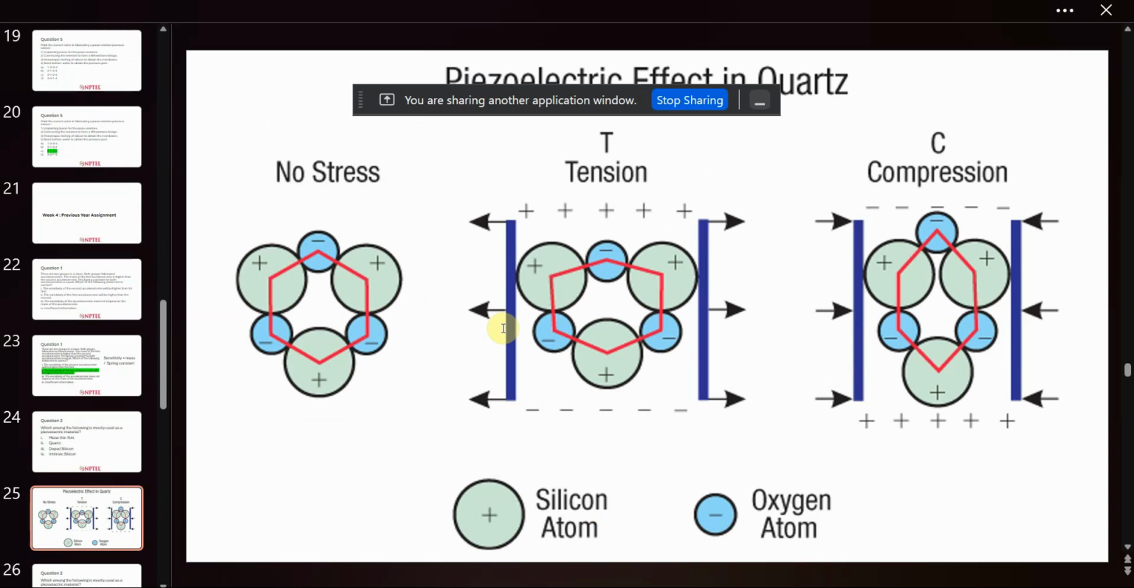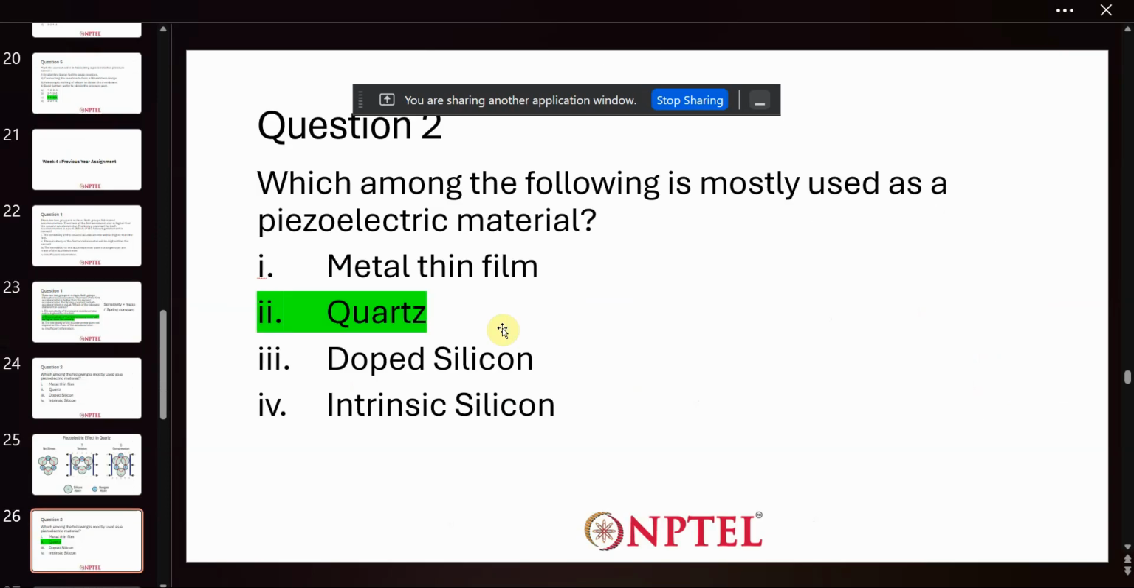To give you an understanding of what is happening, quartz has a big silicon atom with a small oxygen atom, which gives it a very unique crystal arrangement. When the atoms are stressed, the configuration changes quite easily because there is a vast size difference between the two atoms, and that leads to development of a potential difference in the structure. So the answer is quartz.